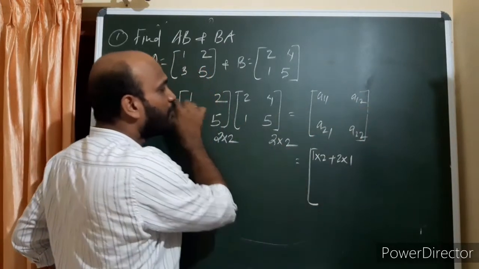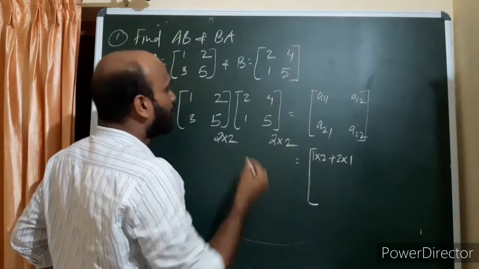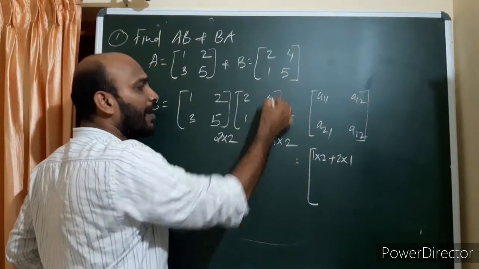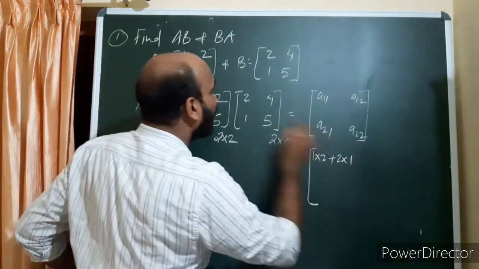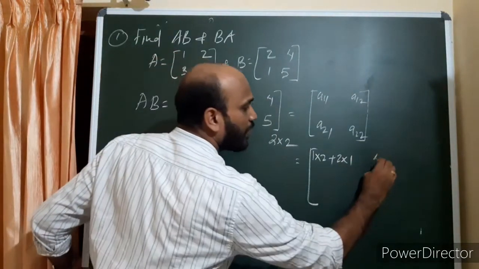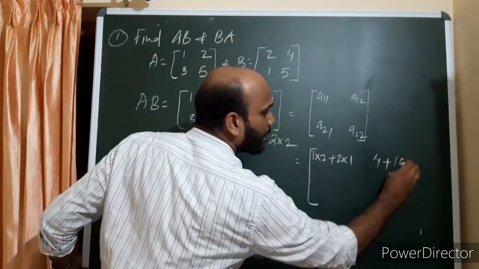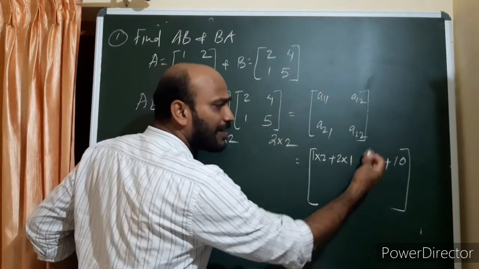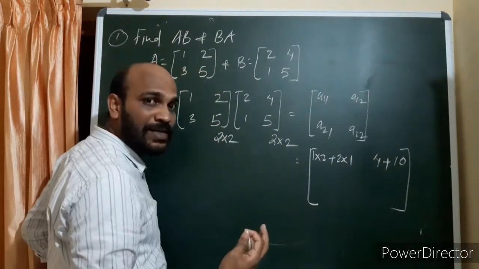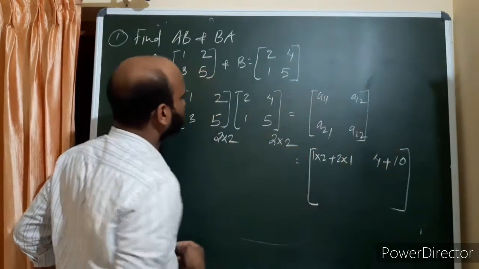1, 2 means first row, second column. You have to multiply the first row and second column, the corresponding elements. So 1 into 4, that is 4. I can write like this, plus 2 into 5, that will be 10. You need not write like this. By practice, we can write answers directly without this step.